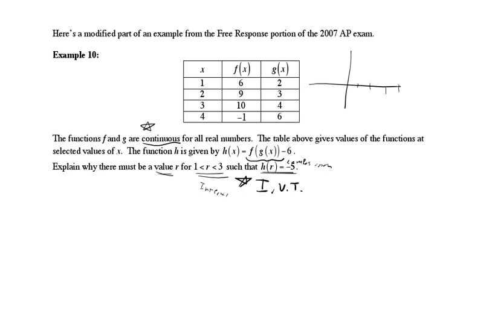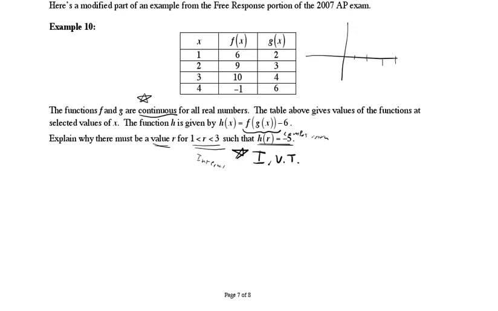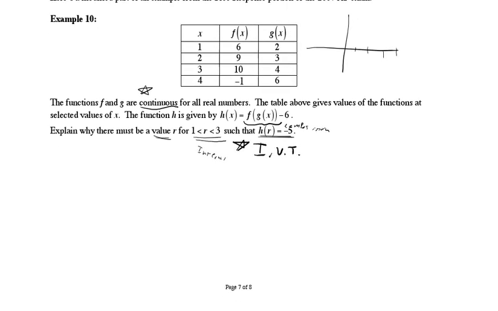So what are our methods? How do we explain why there must be a value? Right? We have three parts. First, is it continuous? What do you think, everybody? Is h continuous?